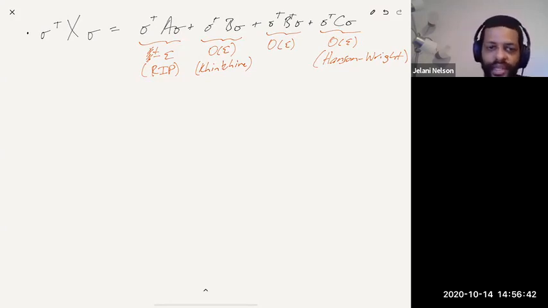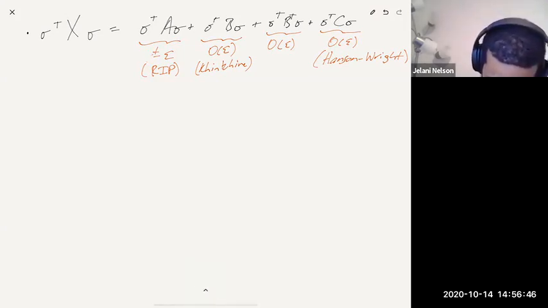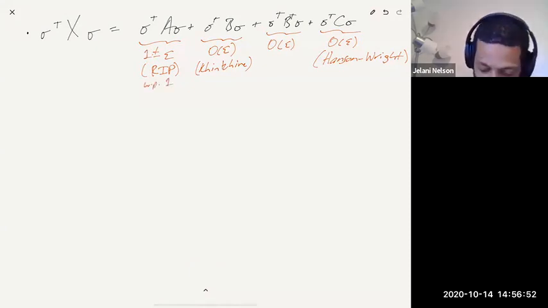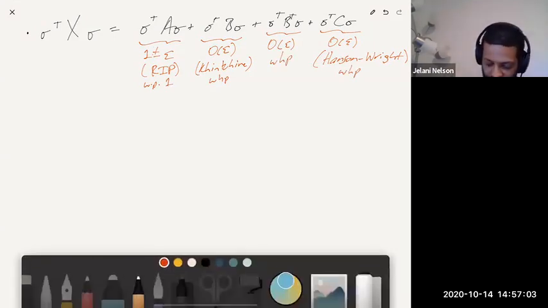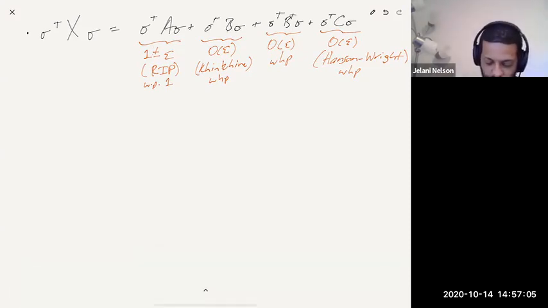And I should say, okay, good, this is 1 plus or minus epsilon with probability 1, given that you have RIP. And this is with high probability, this is with high probability, this is with high probability, namely like 1 minus delta, basically. So let's do the first one, sigma transpose A sigma, because I think that's the easiest one. And then we can take a break until Monday.